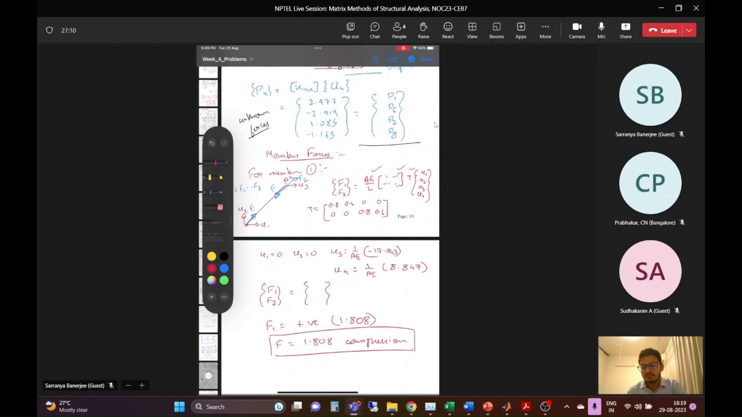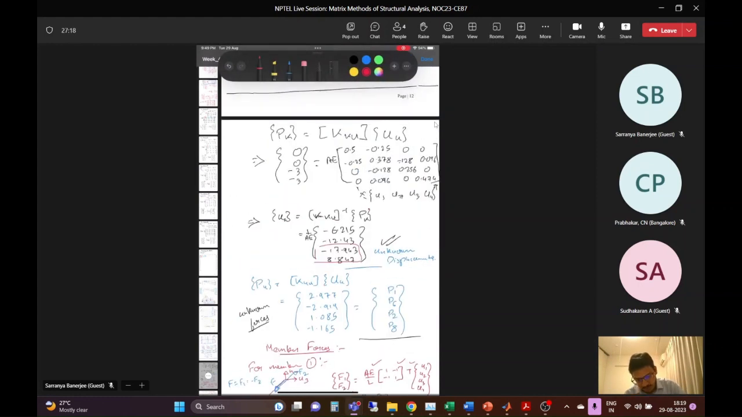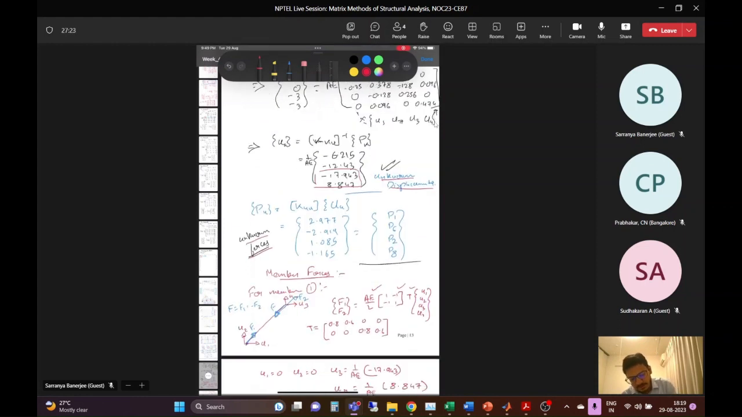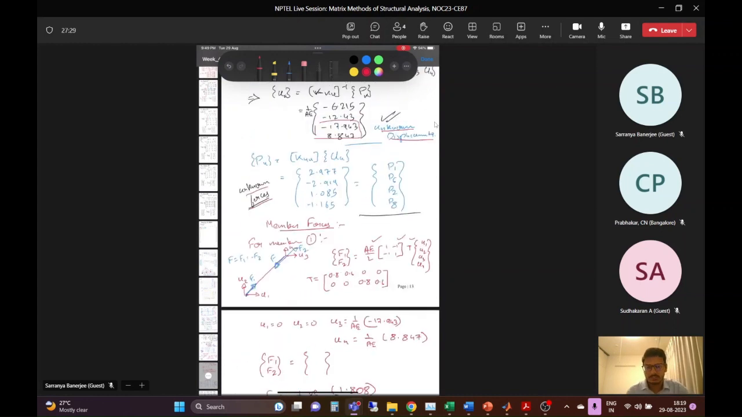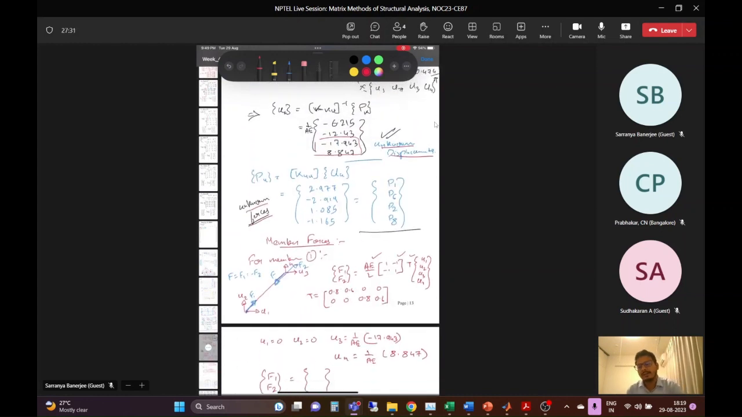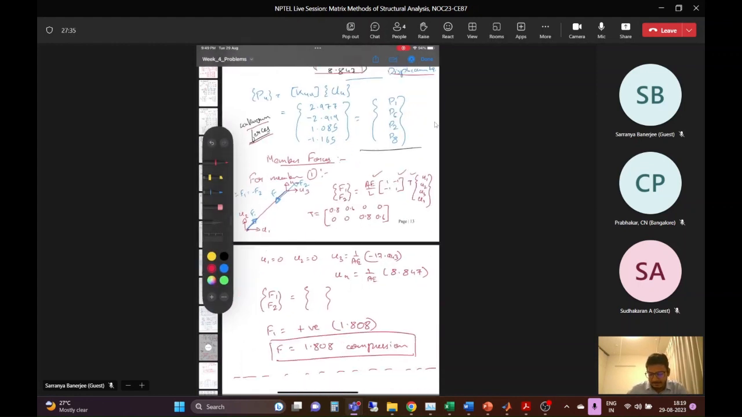So now we know how to find the unknown displacements, how to find the unknown forces, and how to find the unknown member forces. So this, I guess, completes our truss problem. Any questions from this part? So with this I will close the truss problem now. Any questions?